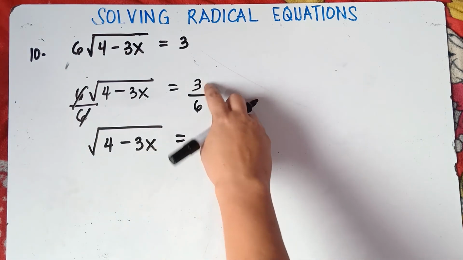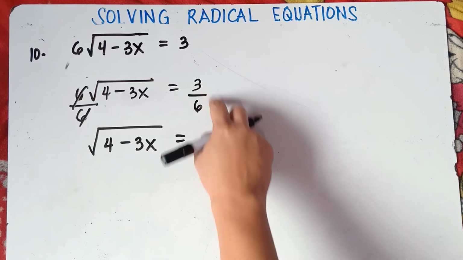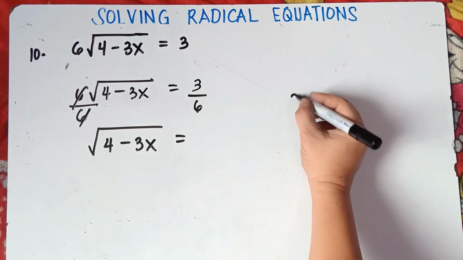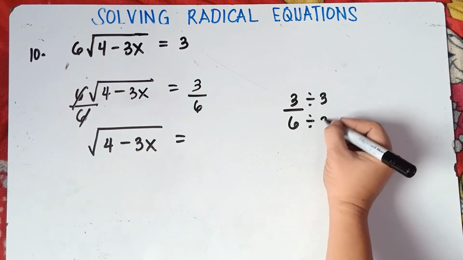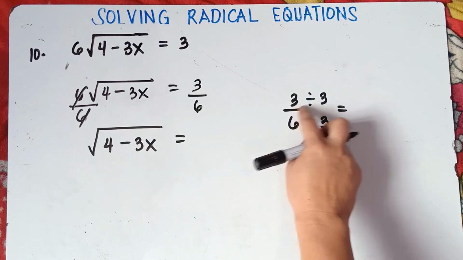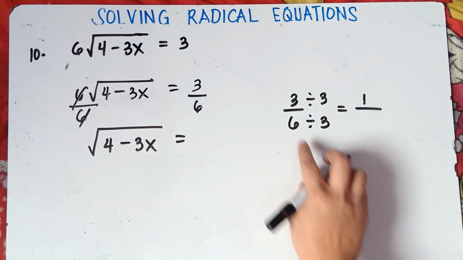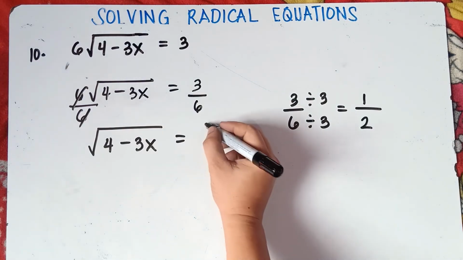Then we cannot divide 3 by 6. You will get a decimal answer. So we just need to reduce, class. Reduce this one. So we can divide this one by 3. The greatest common factor, that is 3. 3 divided by 3 is 1. 6 divided by 3 is 2. So this will be 1/2.